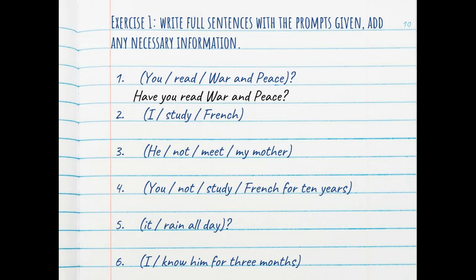Okay? Now, for our exercise section of this lesson, we have our first one. Okay? We have exercise number 1. Write full sentences with the prompts given. Add any necessary information. Now, to complete this activity, I have given you one example. Okay? We have you read War and Peace, question mark. So the correct form to create it would be, have you read War and Peace?